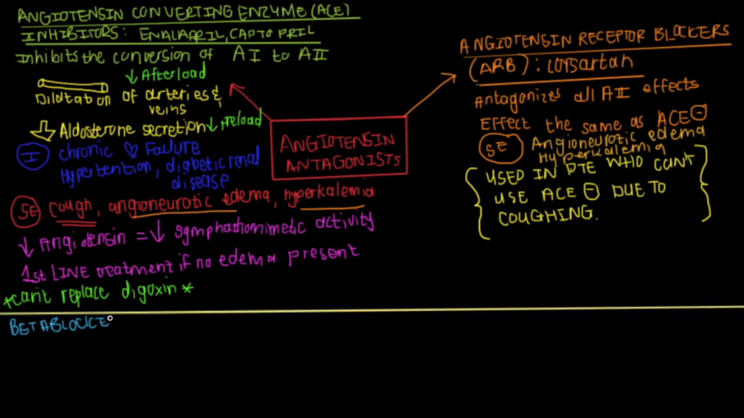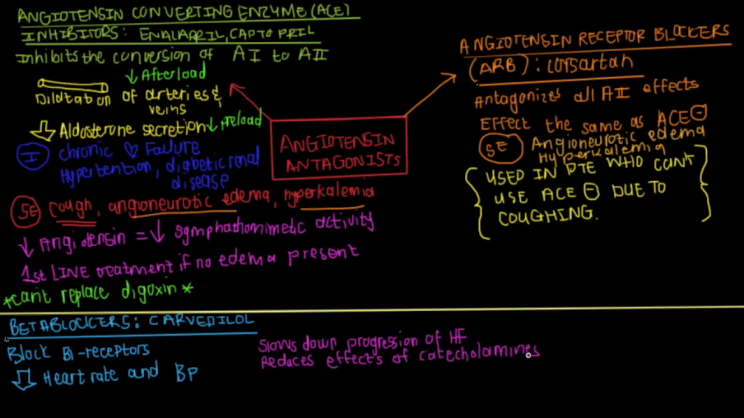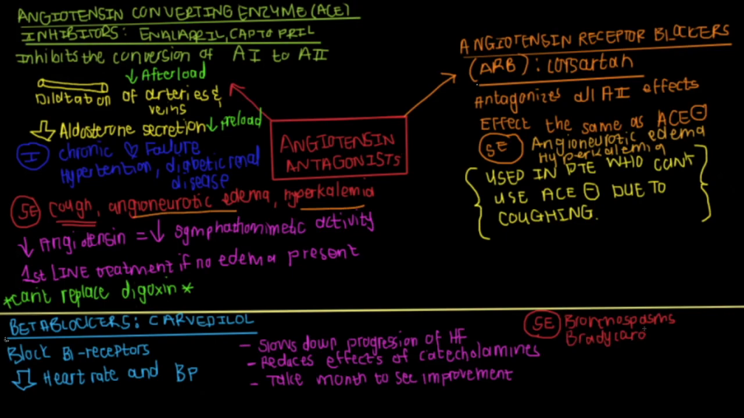Beta blockers. Example, carvedilol. It blocks the beta-1 receptors. Thus, it slows the heart rate and it reduces the blood pressure. It also slows down the progression of chronic heart failure. So these drugs reduce the effects of catecholamines, and it can sometimes take up to months before improvement is seen. The side effects include bronchospasms, bradycardia, atrioventricular block, and acute cardiac decompensation.